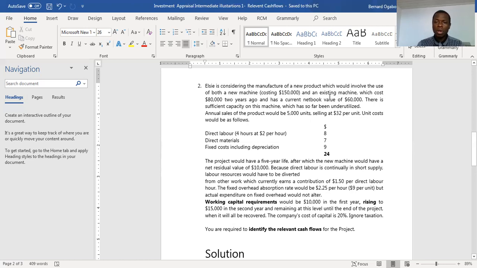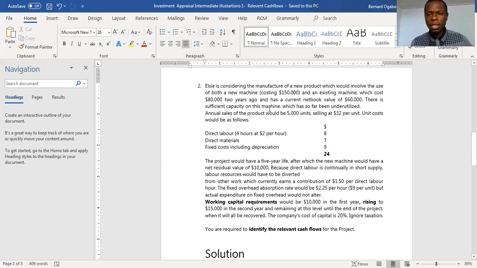So sunk cost, like we said in the introductory video, is not a relevant cash flow. It is cost that has already been incurred and is past. This asset that now has a net book value of $60,000, whether we start this new product or not, the cost has already been incurred, and then we don't need to take that as relevant cash flow. So we're going to ignore that.